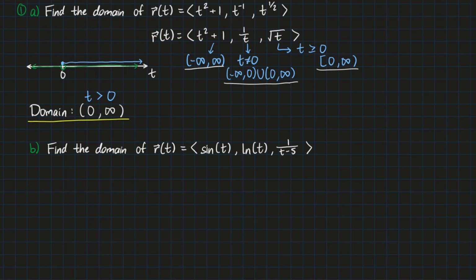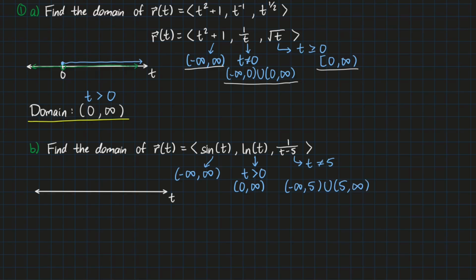Let's do part B. Find the domain of r of t equals sine of t, ln of t, and 1 over t minus 5. The domain of sine of t is all real numbers, so we can say parentheses negative infinity, comma infinity, parentheses for interval notation. And then the domain of ln of t is t is greater than 0, or this in interval notation. For 1 over t minus 5, t can't equal 5. So this is the domain in interval notation: negative infinity to 5, exclusive, union, 5 to infinity.